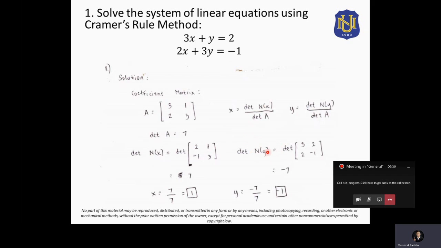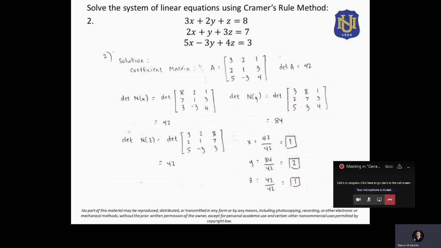Now, for the determinant of Ny, y is what we are considering here. So we're going to replace the column of the variable y with the constants. Instead of 1, 3, our column 2 becomes 2 and negative 1. Solving for its determinant, it will give you negative 7. That is the value of your determinant of Ny. Using the formula, x is equal to 7 over 7, which is equal to 1, and y is negative 7 over 7, which gives negative 1. So these are the answers: x is 1, y is negative 1.